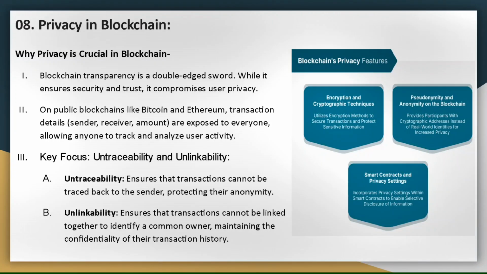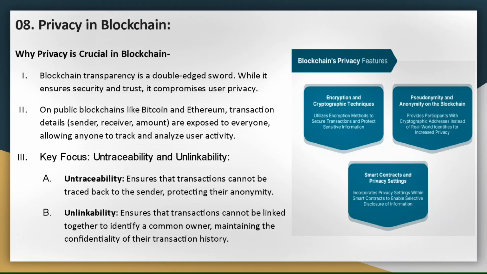First, we need to understand why privacy in blockchain is crucial. Privacy in blockchain can be an advantage, and can also be a disadvantage. While transparency in blockchain ensures security and trust in the network, it compromises user privacy. If a user doesn't want to reveal their value and sender, then it compromises their privacy. For example, in Bitcoin and Ethereum, transaction details like sender, receiver, and amount are exposed to everyone. Anyone in the network can track and analyze user activity.